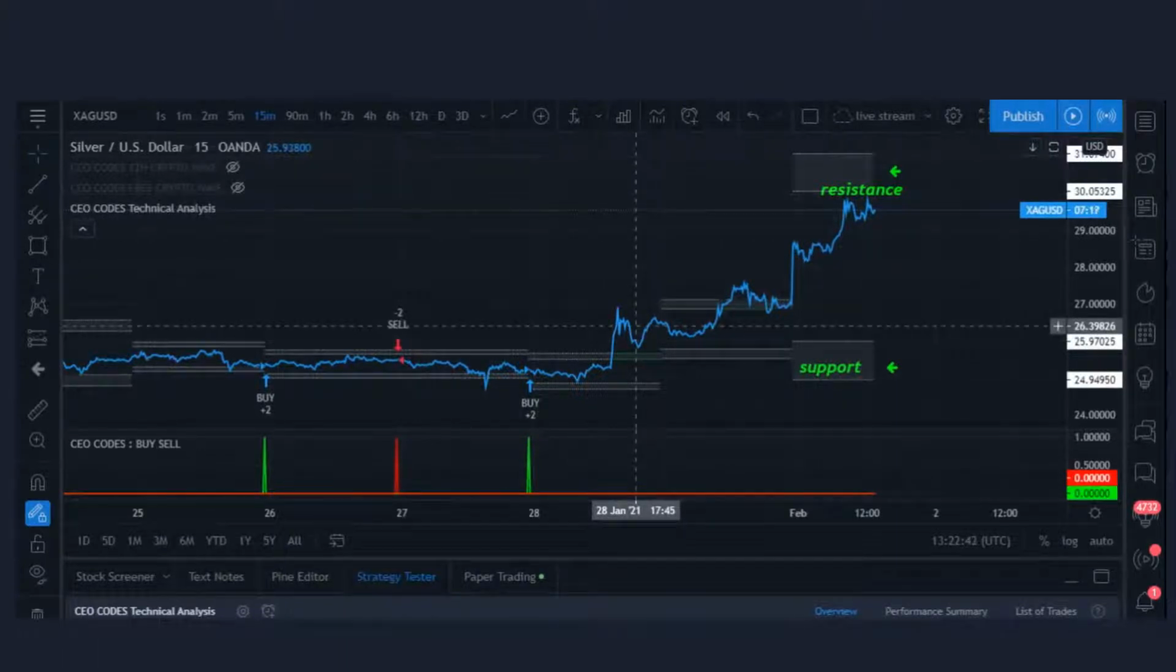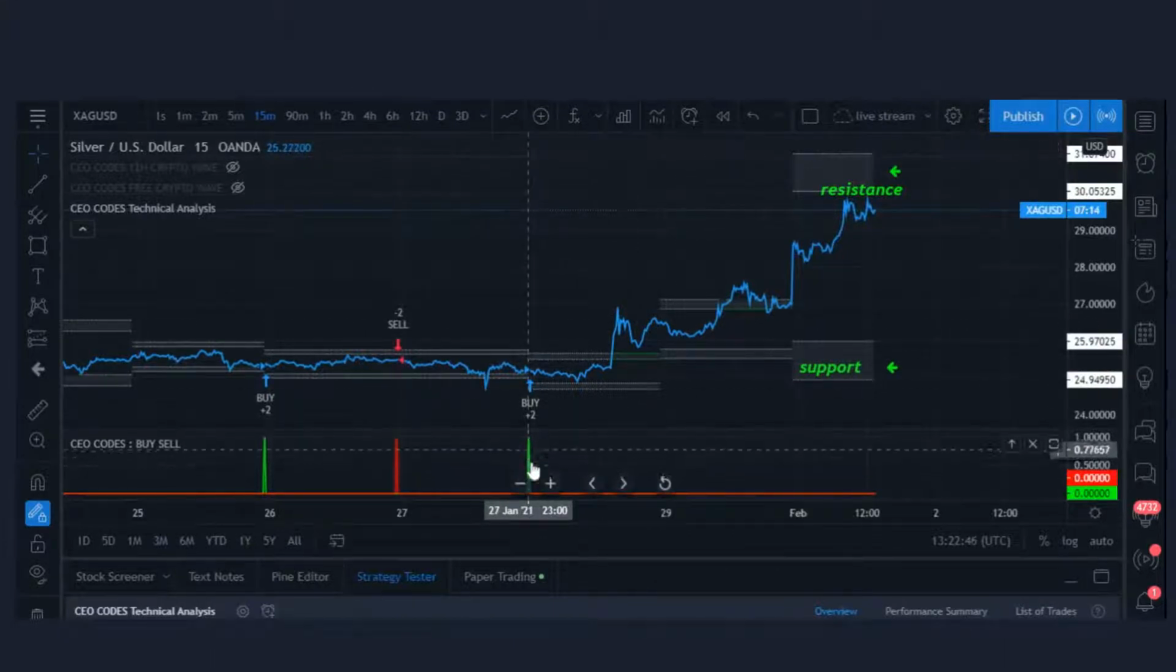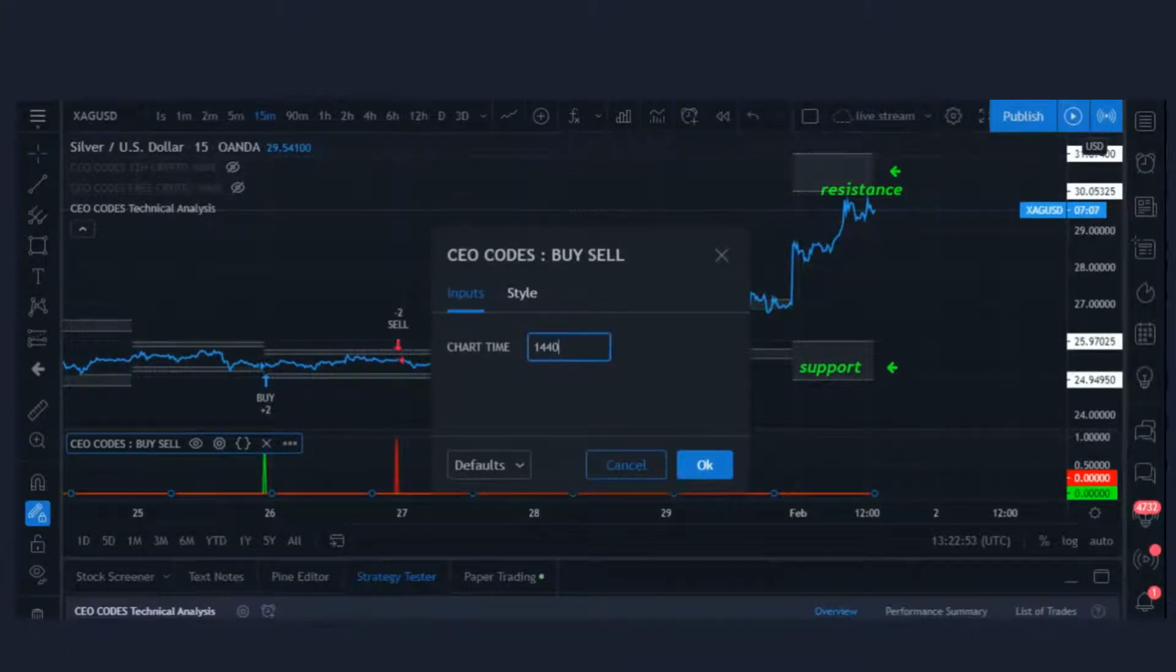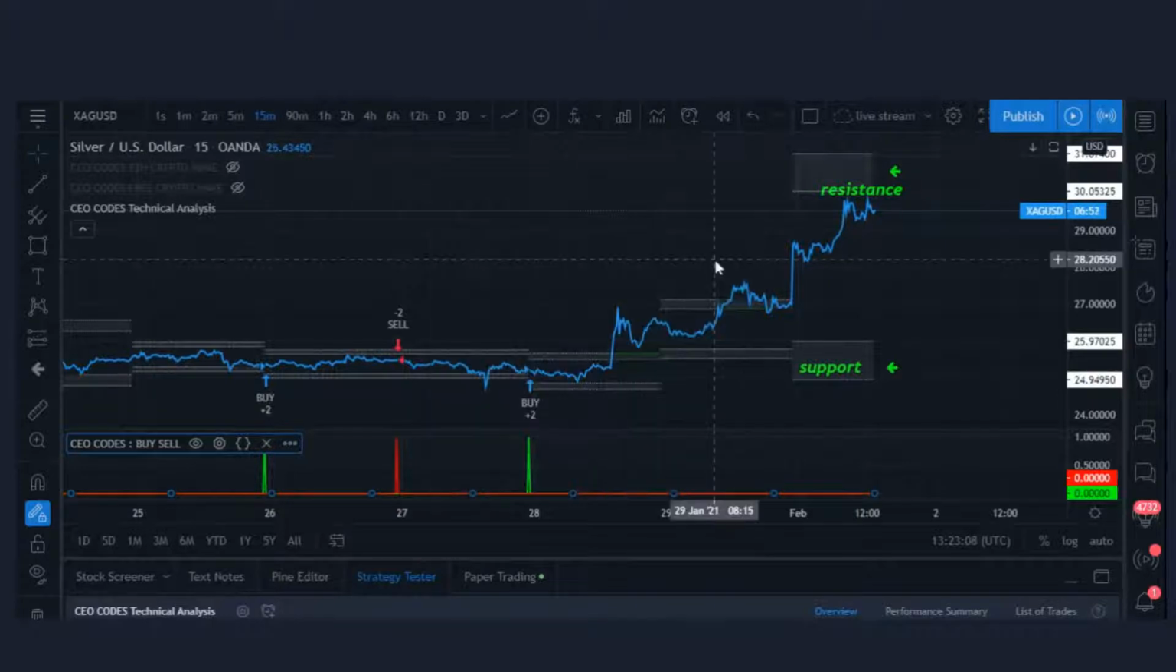If it's a trend, it will just keep with the previous alert. So it's easy. You just go to settings, chart time, and you change the chart time as you would like. You can make it 240, which is 4 hour. You can make it 15, which is 15-minute. But I like the clear signal, which will be the daily one.